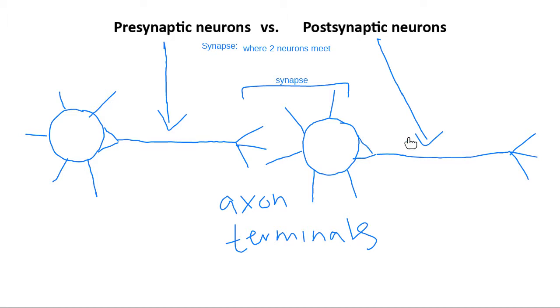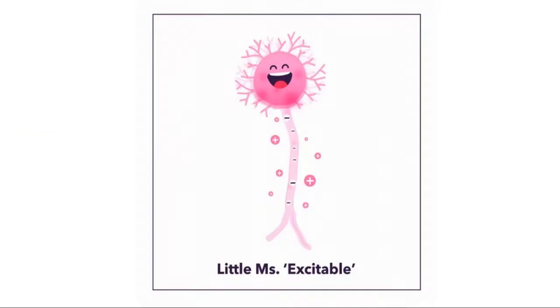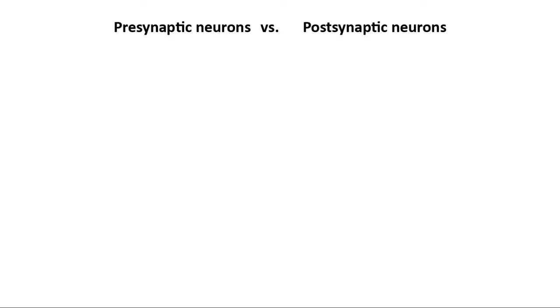But if I'm this neuron and I receive a message, and that message is really exciting, I might want to send that message along. And that's what brings you to the idea of there being more than one synapse in a row.